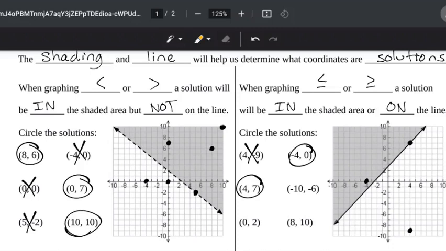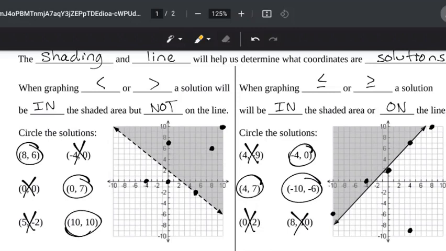-10, -6. To the left 10. And then down 6. That is in our shaded region, so that is a solution. Over to the right 0, up 2. That is not quite on the line. And then 8, 10, to the right 8 and up 10. If we kept going a little bit higher, it might have ended up eventually being on the line or in the shaded region, but this one does not quite make it there. So that is not a solution.